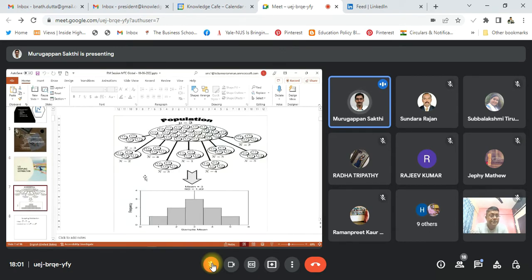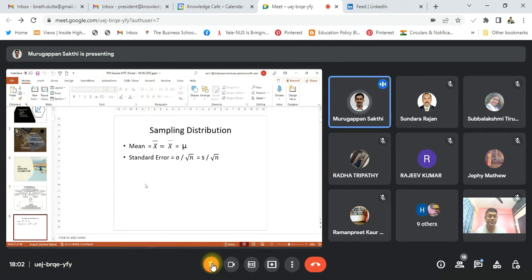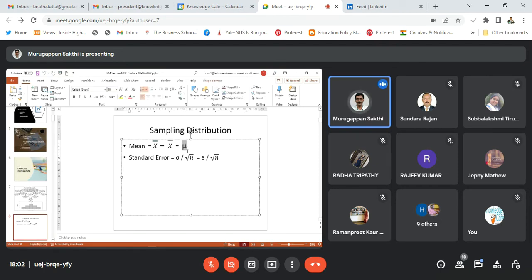Sampling distribution is nothing but the samples we can draw from a population, n number of samples we can draw, and the distribution of the sample mean is called a sampling distribution. The central limit theorem says that the sampling distribution mean, that is x double bar, is equal to x bar, equal to mu. Mu is the population mean. X bar is a sample mean. X double bar is the sampling distribution mean.